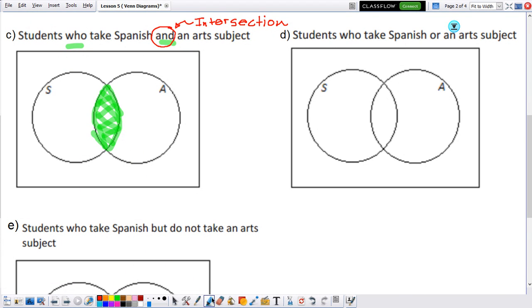So now, if we look at example D here, let's do that in orange. Here we want to know those students who take Spanish or take an art class. So we know that when they use and, we want to figure out the intersection. Here, when we use the word or, this is kind of like the opposite. When we use the word or, it's not the intersection.